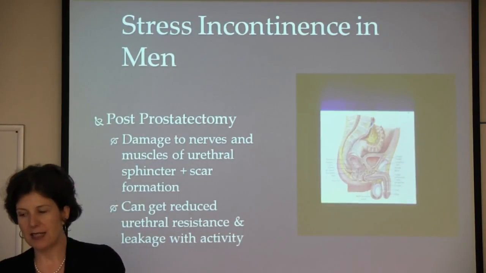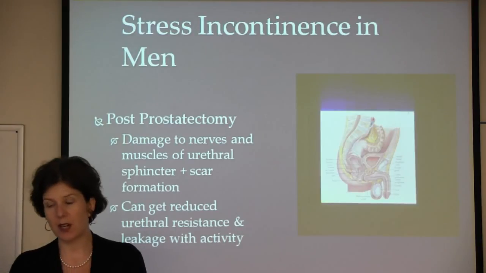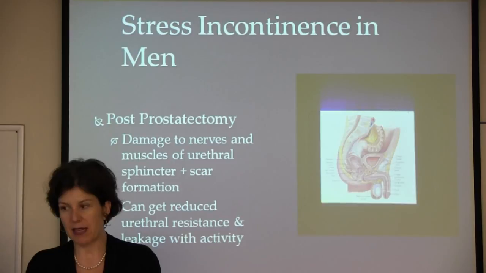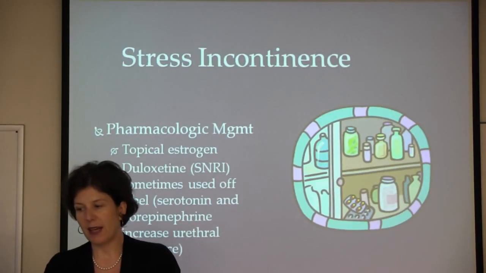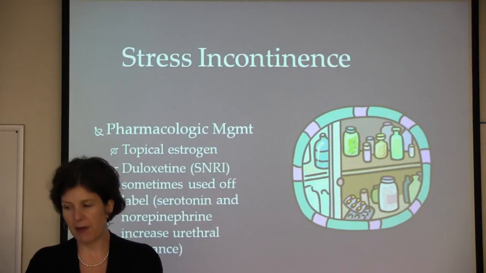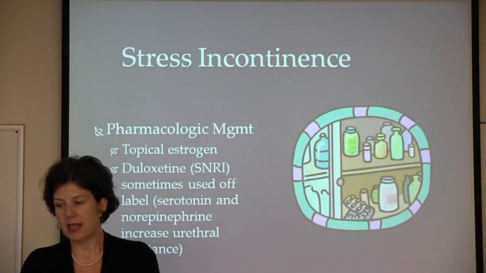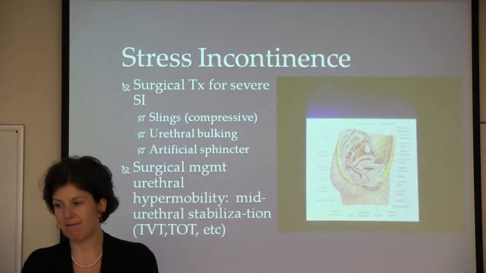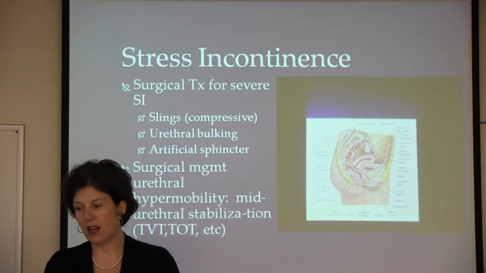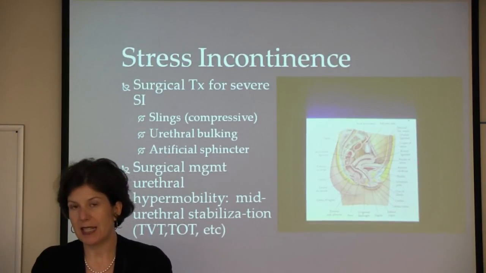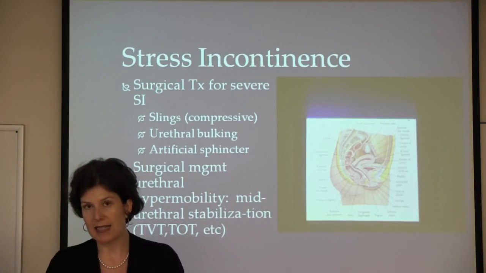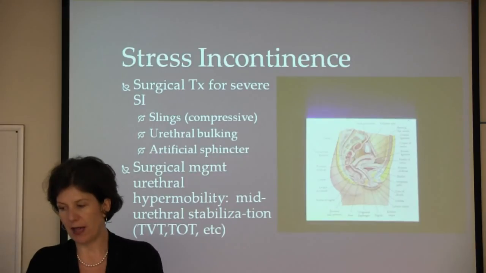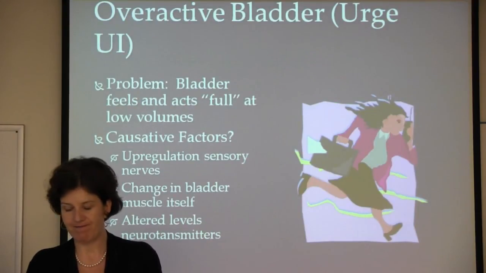Post-prostatectomy stress incontinence is damage to the nerves in the urethra and scar tissue formation, and this can reduce the urethral resistance in men with activity. They too can benefit from SNRI drugs. Serotonin and norepinephrine increase urethral resistance. And once again, they can also have surgical slings. These slings are not quite as readily available as the women's slings, but are also available for stabilization.